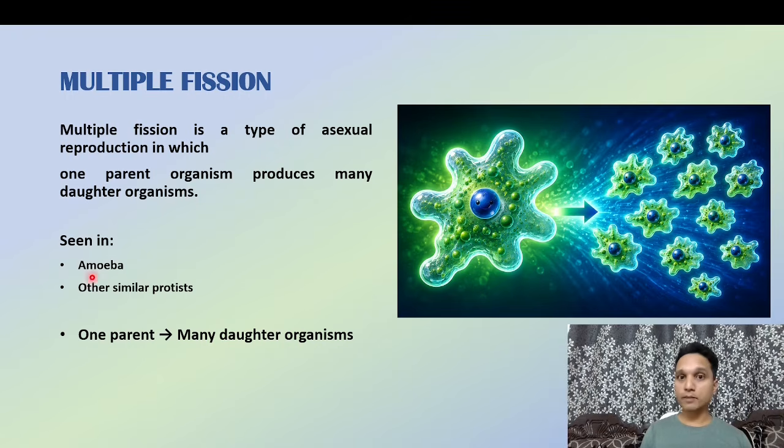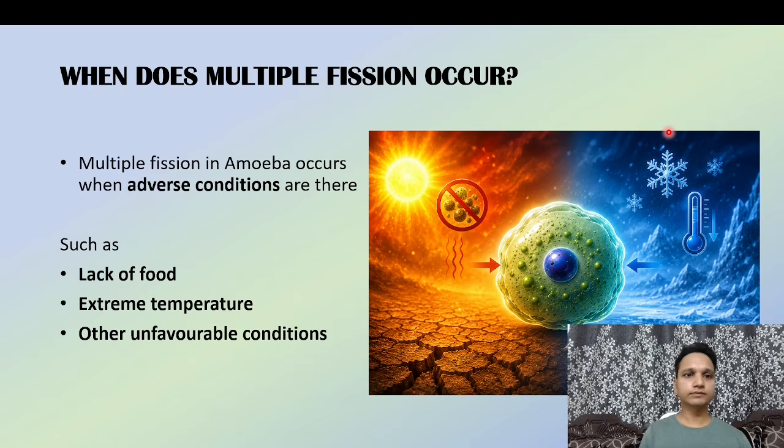It is seen in amoeba. We all know what amoeba is. Amoeba and other similar protists, like paramecium and euglena, and many other protist organisms belonging to kingdom Protista. So many other protists and amoeba show this type of reproduction method of multiple fission, in which one parent organism divides into many daughter organisms. Right here, as you can see, one amoeba is dividing into many amoeba.